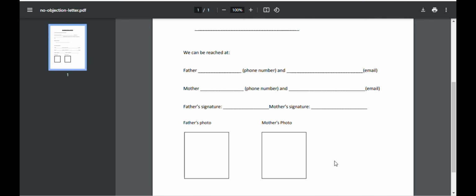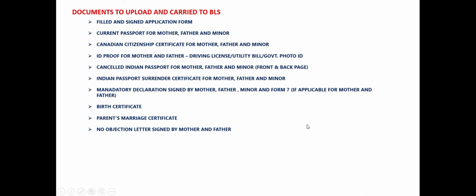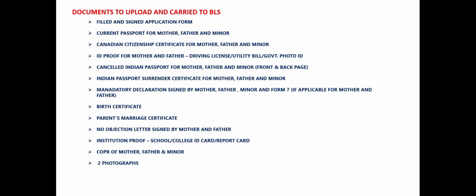This form has to be filled and taken with you to the BLS appointment as well as uploaded in the documents. For the institution proof, you can provide the school or college ID card issued to the student. If the ID card is not issued, you can provide the report card of the student with the name of the school, the name of the student, as well as the address of the school. Copies of the mother, father, and minor. Two photographs of the minor child.